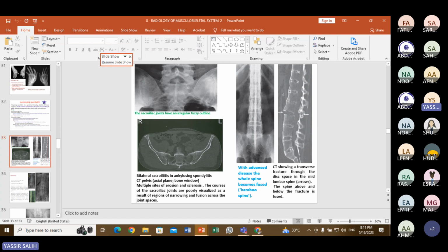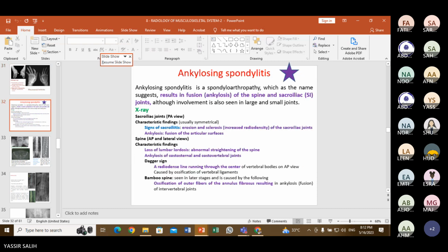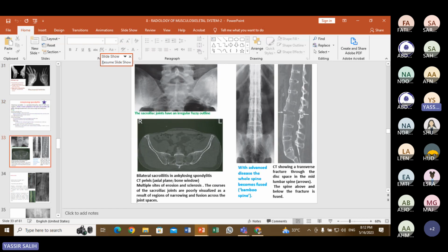What are the radiological features of ankylosing spondylitis? Increased density of the sacroiliac joint. Bamboo spine. Fusion of the intervertebral joints.